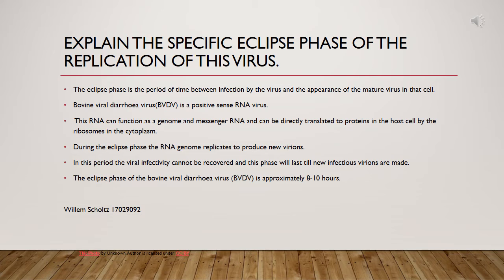This RNA can function as a genome and a messenger RNA and can be directly translated to proteins in the host cell by the ribosomes in the cytoplasm. During the eclipse phase, the RNA genome replicates to produce new variants. In this period, the viral infectivity cannot be recovered, and this phase will last till new infectious variants are made. The eclipse phase of the bovine viral diarrhea virus is approximately 8 to 10 hours.